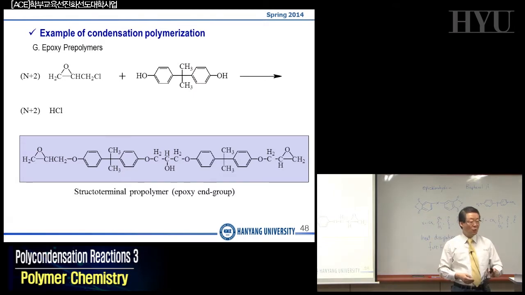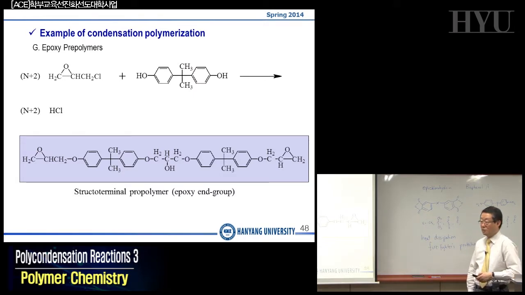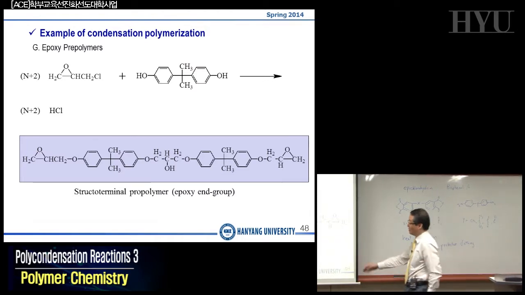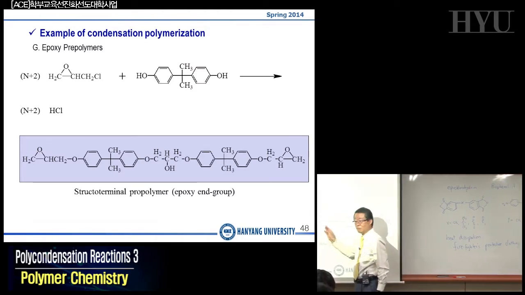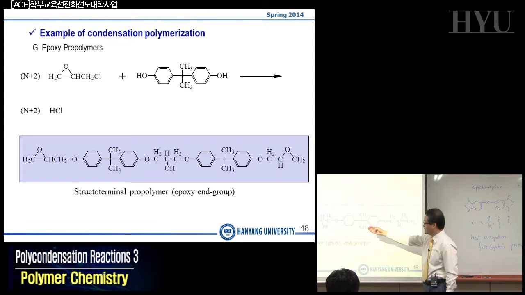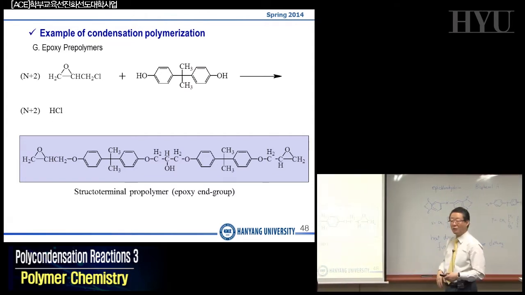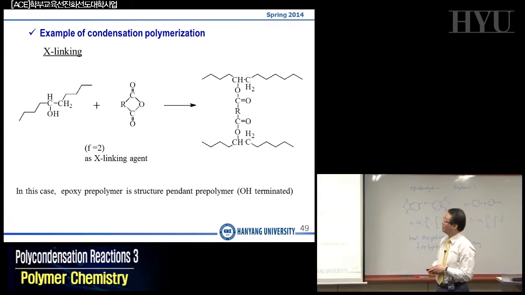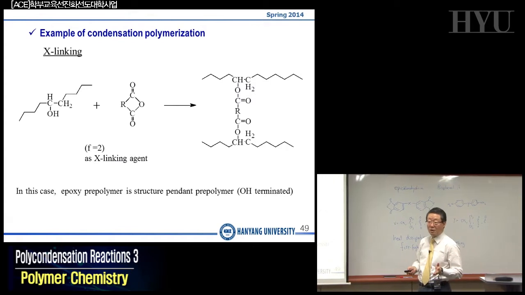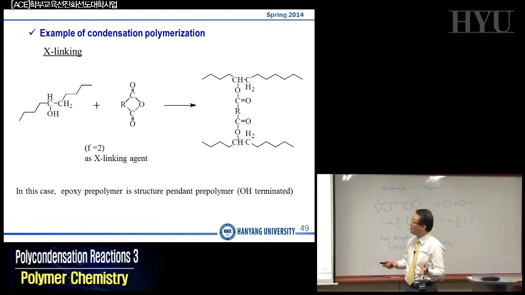Now, this is one component. This is the one component. But you have a hydroxyl group as well in between. Okay? This hydroxyl group, along with the epoxy, can be cross-linked to become a cross-linked network polymer by using a cross-linking agent.